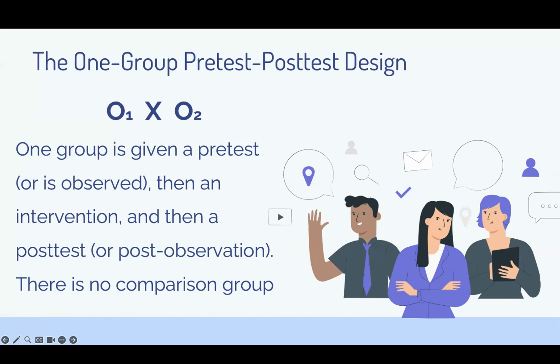The one group pre-test post-test design is still very valuable in exploratory studies, pilot programs, or in settings where creating a control group is not feasible. It provides us initial insights that can lead to more comprehensive research and contribute to evidence-based practice in our field.